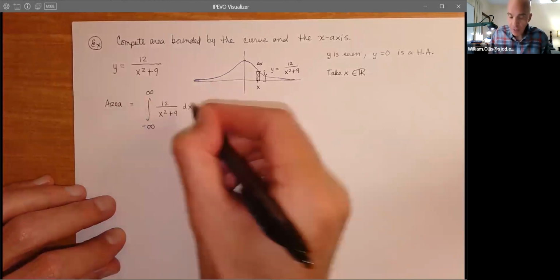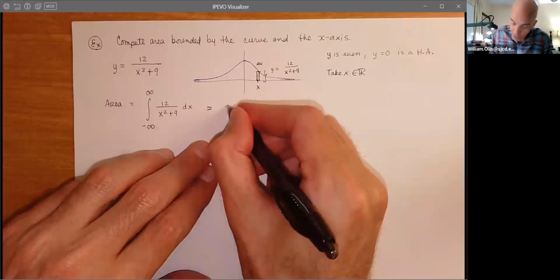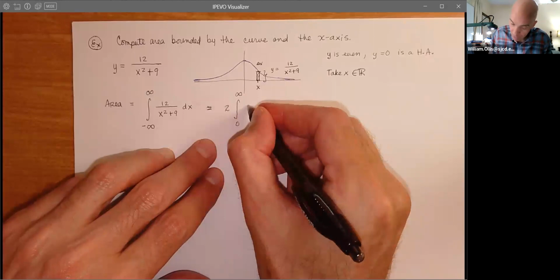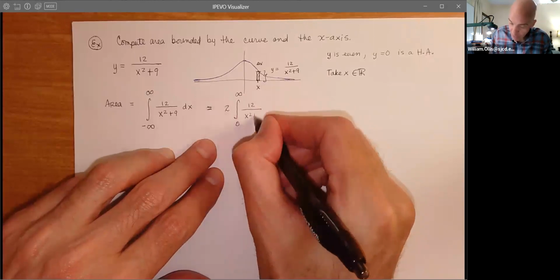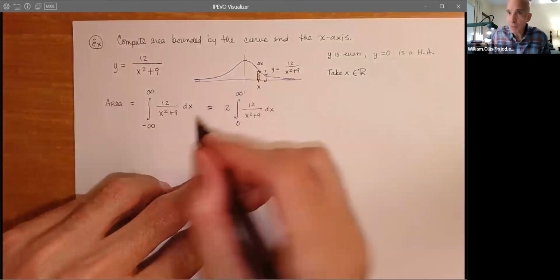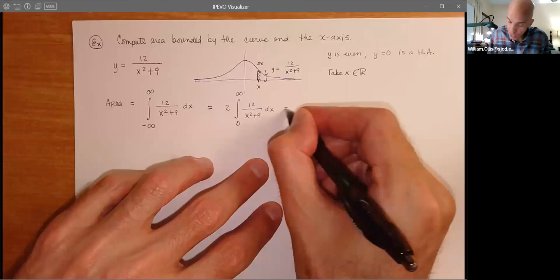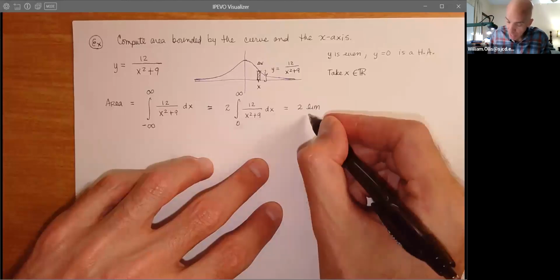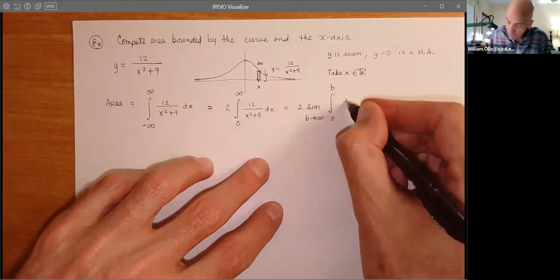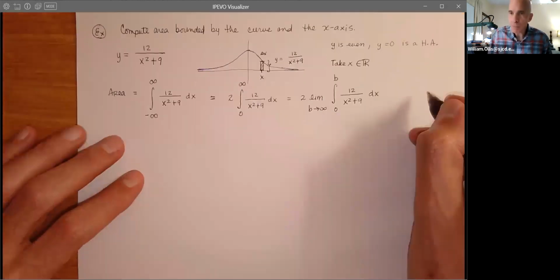But now there's nothing wrong with looking at this in terms of the symmetry of the curve, which is to do the following. We'll just say we'll do twice the integral from 0 to infinity of 12 over x squared plus 9 dx. Even though we've got improper integrals, we certainly have symmetry. The area over here would be duplicated over here, or replicated. So the idea is that let's just use some symmetry. And now we can say, well, this will be 2 times the limit as b approaches infinity. Now we're back to the integrals we've been doing. 0 to b, 12 over x squared plus 9 dx. So you get some practice using the inverse tangent, which comes up a lot in probability.